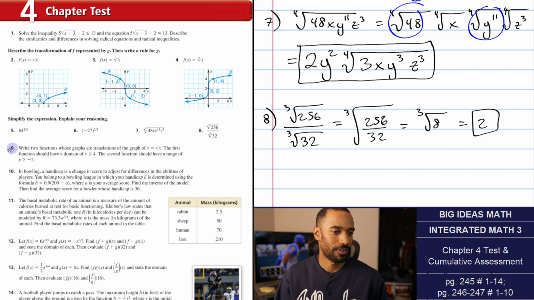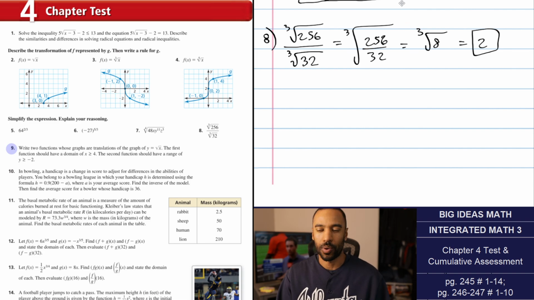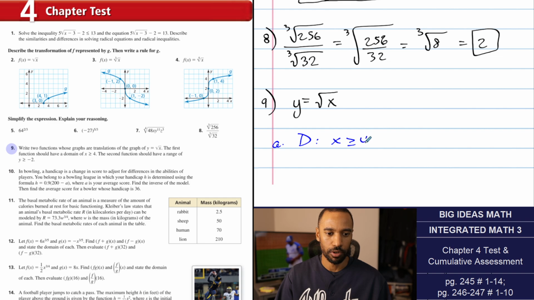Sorry. Okay, number 9. Write two functions whose graphs are translations of the graph y equals square root of x. The first function should have a domain of x is greater than or equal to 4. So let's start with this one. So part A, domain, x is greater than or equal to 4. The second should have a range of y is greater than or equal to negative 2.